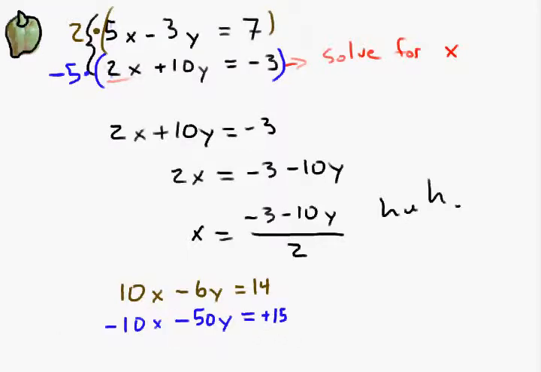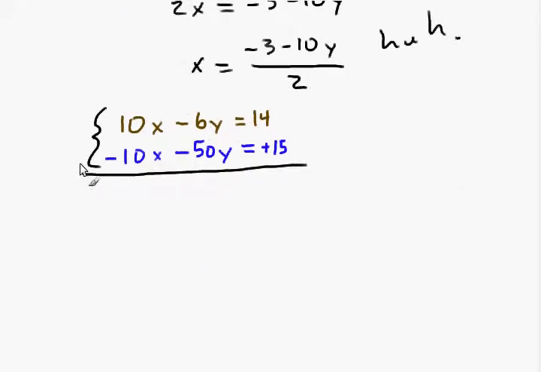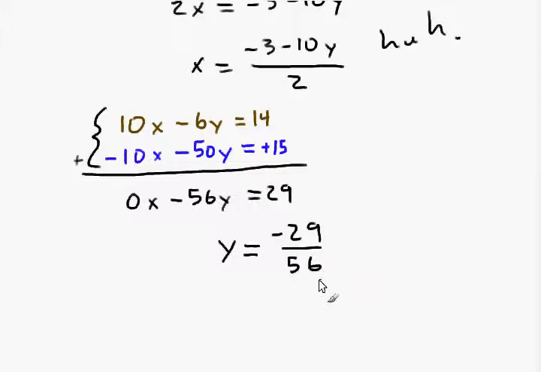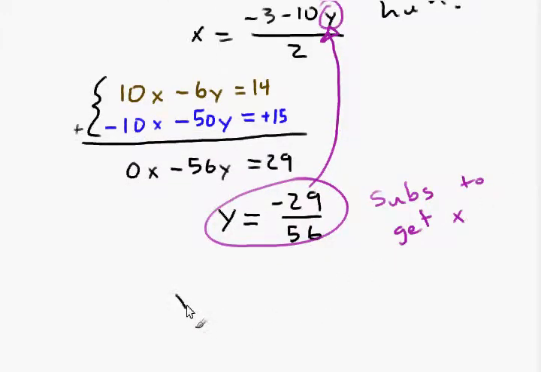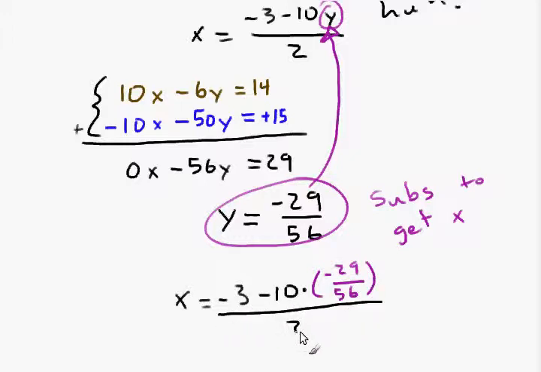Okay, that's a lot going on right there, but that's okay. Always brace. We'll just add these two equations together. 0x minus 56y is equal to 29. Like I said, I don't really care that these numbers are big because I can still solve. Negative 29 divided by 56 is y. And now I need to substitute this back in to get x. Well, I already solved for x, so I may as well put all this work to use here. And let's see here, x will be negative 3 minus 10 times y, so that's negative 29 divided by 56. And then that entire thing is divided by 2.